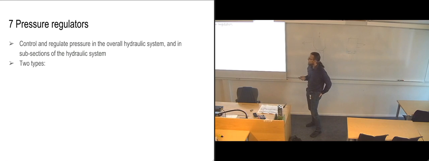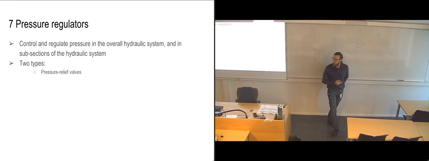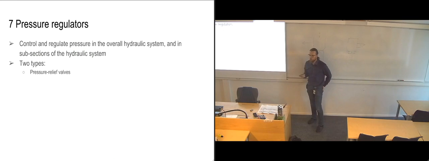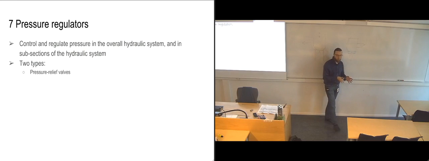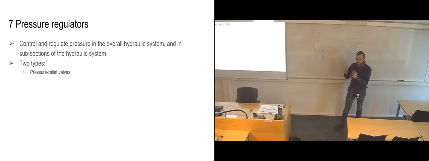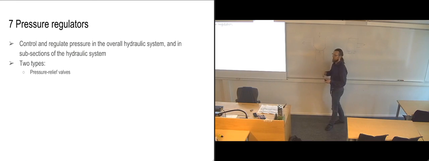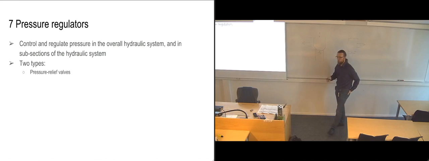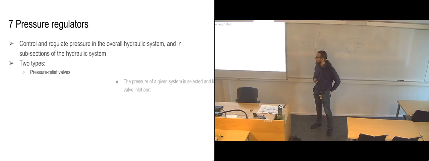So we have basically two types where we're looking at this. We have pressure relief valves, which are typically the ones that are placed close to the pump or close to a pressure-sensitive component, where they will basically just open up to the tank and release the pressure in there until the pressure is dropped to an acceptable level.